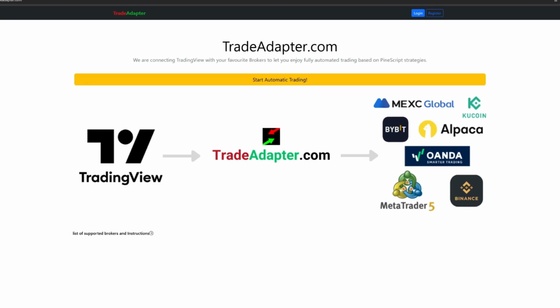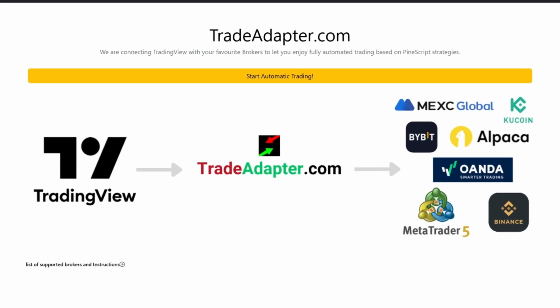With TradeAdapter, you can automate your TradingView signals across multiple brokers using any indicator. No coding, no complex setup. Just connect your alerts and trade automatically.